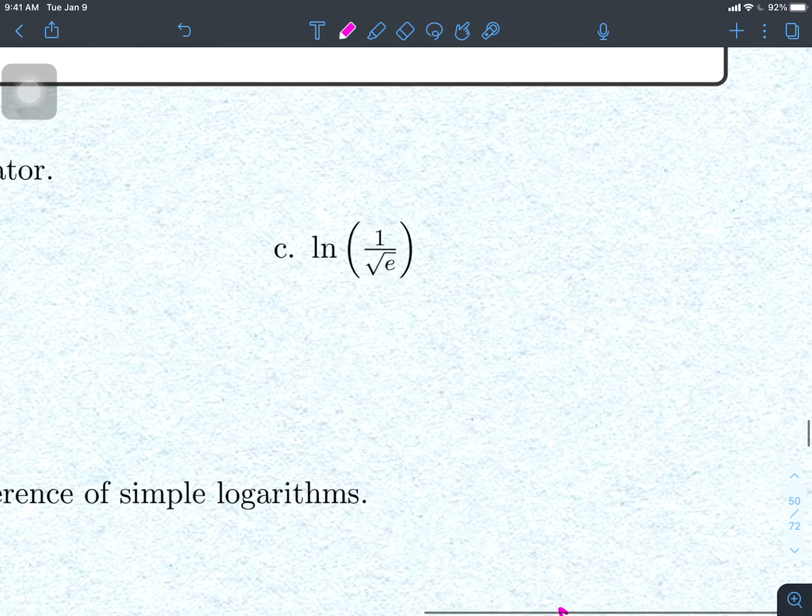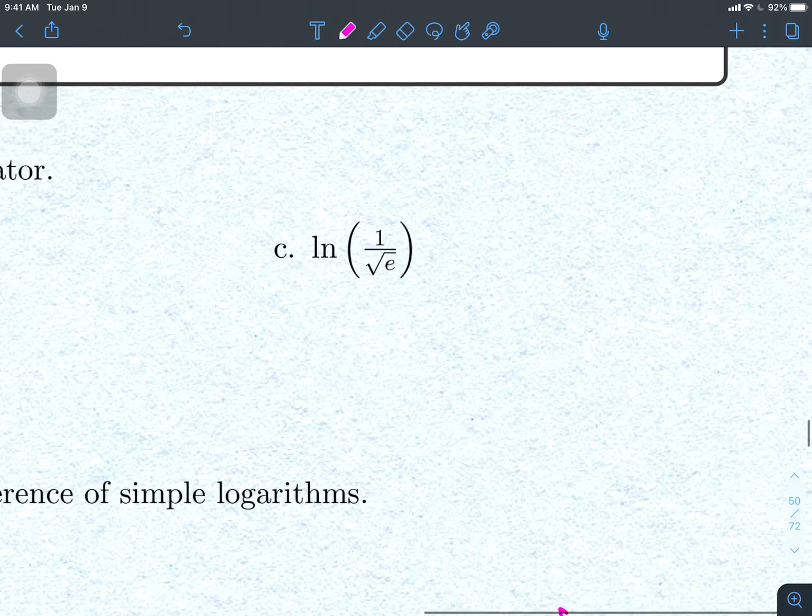Any of my rules that I can apply? Rule 2: ln of a divided by b is the same as ln of a minus ln of b. Yep, that one works. So let's do it. Our a in this case is 1, right? So we get ln of 1 minus ln of square root e.